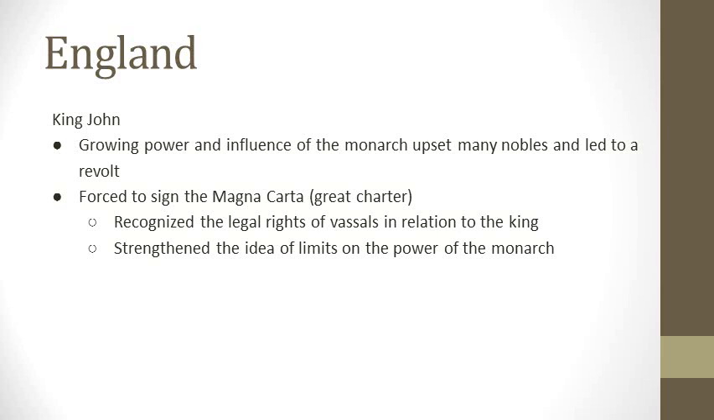King John is Henry II's son and is generally not considered to be a very good king. The nobles were upset by the growing power and influence of the monarch, a lot of which had happened under King John's father, Henry II. And the situation deteriorated to the point that King John was forced to sign the Magna Carta, which literally means Great Charter. And it recognized the legal rights of vassals in relation to the king. It limited what the king could do, and it stated that the nobles, the vassals, had certain power and authority that hadn't previously been recognized.